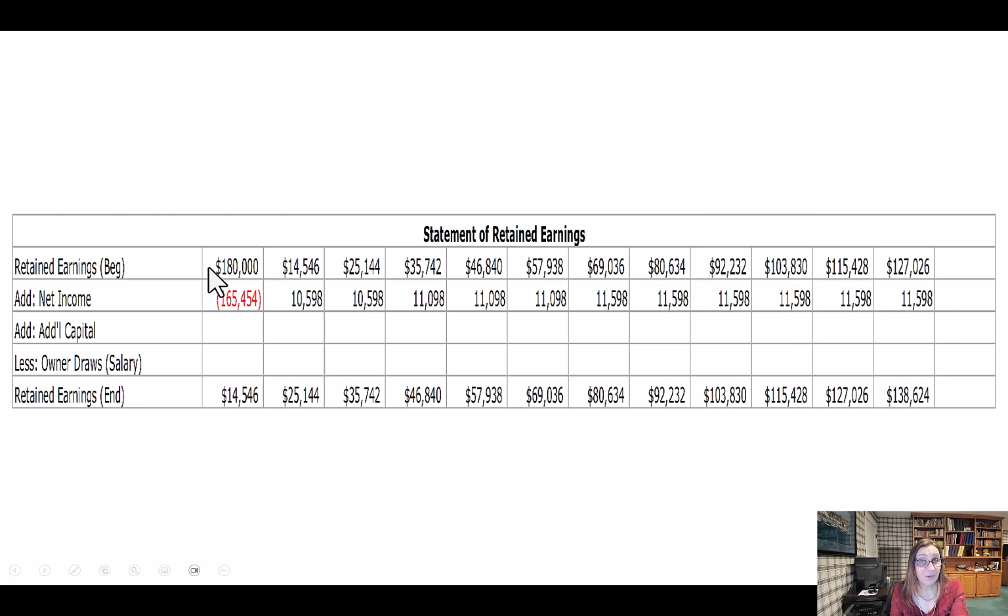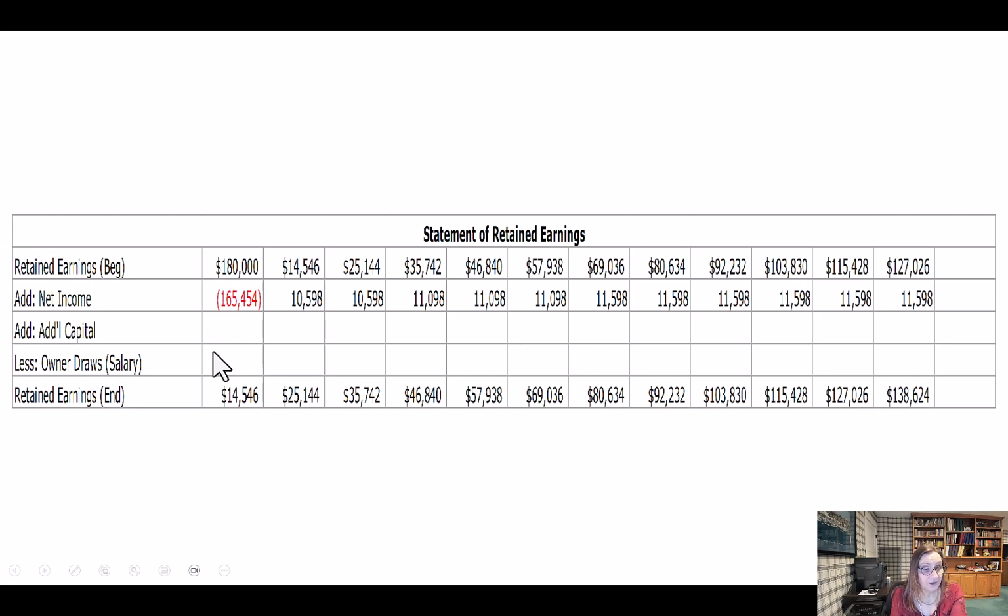Now, I contributed $180,000, and all that's left after month 12 is $138,000. That's because of this huge initial investment and all the equipment and startup costs that I had. But you can see I am replenishing that retained earnings, and it's going towards my $180,000. But it's going to take at least another year or two to get back up to that $180,000 initial investment.